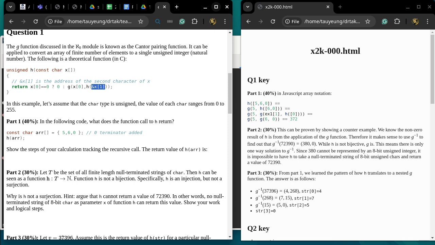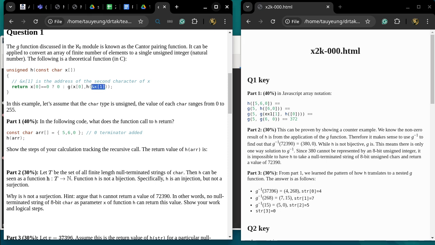So everything that I edited during the exam is also noted here. This way, we kind of know which part is modified in the exam. So in this case, the array has 5, 6, and the null terminator here. And I'm trying to determine what h of arr is going to return. So this is the answer. The answer is not in C++ format, just because in JavaScript it is a little bit easier to read. So we are looking at the h value of 5, 6, 0 as an array because it's null terminated.